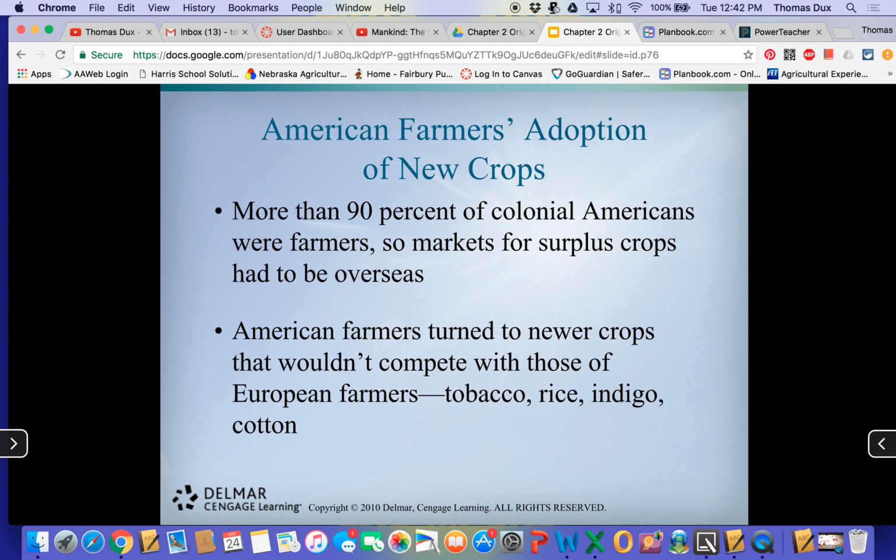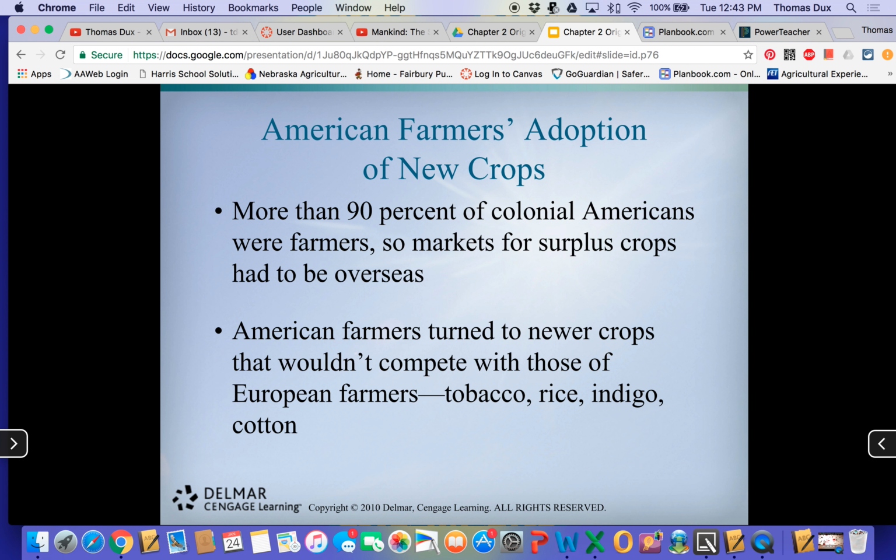It says more than 90% of colonial Americans were farmers, so the markets for surplus crops had to be going overseas. If you have a surplus of a crop, is that crop going to be worth a lot of money or not? No, it will not be, because you have so much of it and you want to try to get rid of it. So that's how trade markets can also open up.